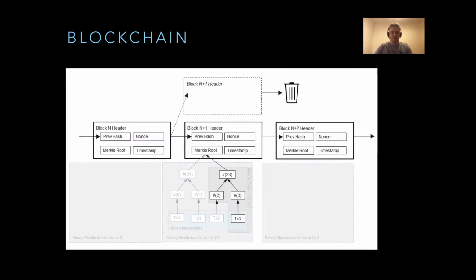Let's take a look at how the chain of blocks is created. And you see here 3 blocks. Each block has a block header, which is essentially a description of the block and the number of the block. Each block has a cryptographic hash within it, a nonce, which is a random number used only once, a Merkle root, which represents the transactions contained within the block, and a timestamp, which is when the block was created.